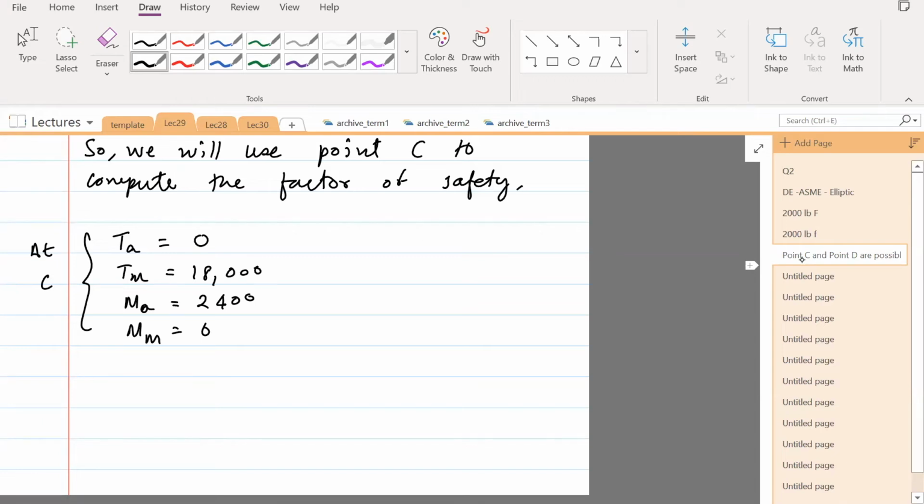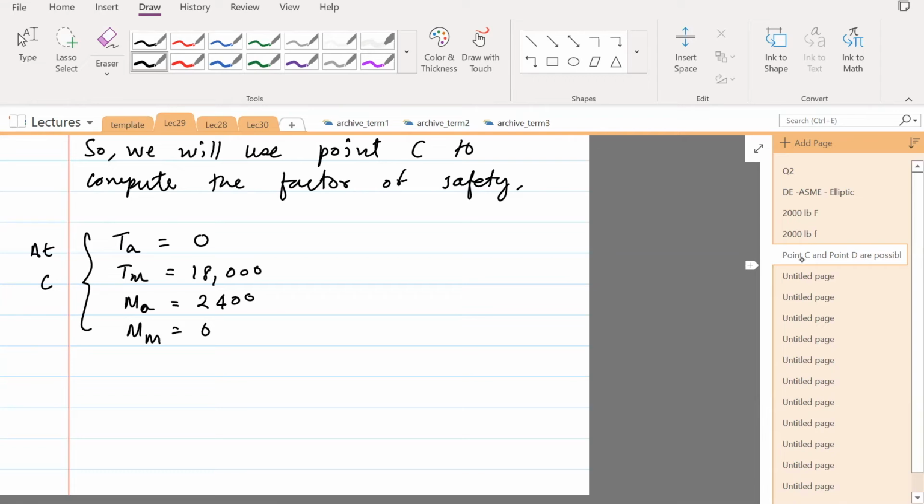Okay, that's only because when you have a torque, which is in this case, since it's gears, and when you have gears transmitting torques, things are pretty much rotating, right? So the torque, the thing which is turning this round and round, is a steady part of the torque. That's why Tm is 18,000.